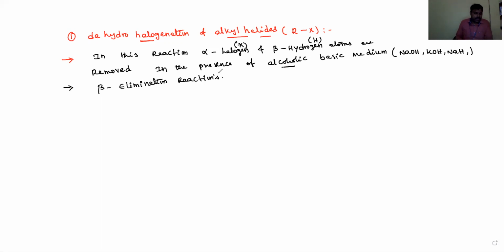Okay, dear students, this beta elimination reaction is also known as a 1,2 elimination reaction. And these elimination reactions are regioselective reactions.